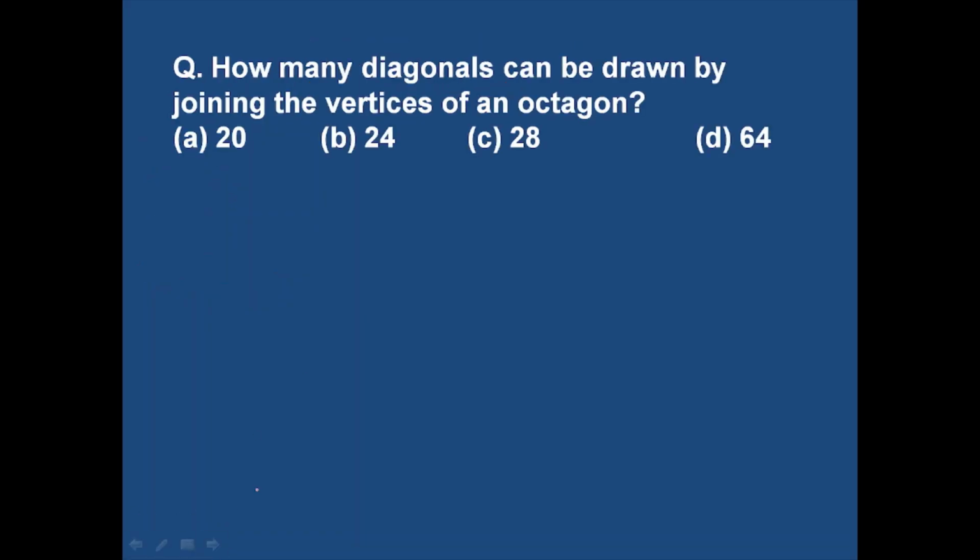Clear? Now the next question: how many diagonals can be drawn joining the vertices of an octagon? So what is the trick to find the number of diagonals? n into n minus 3 divided by 2. What is the value of n here? It is an octagon. Octagon means an octagon consists of 8 vertices.